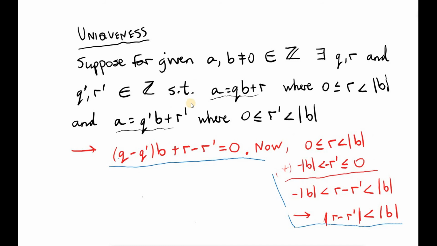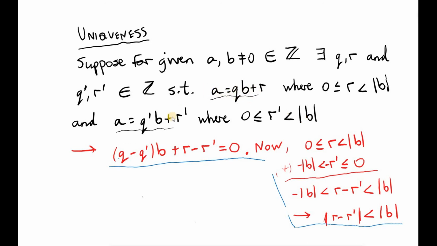So we've shown that for any integers a and b, where b is non-zero, we can write a as qb plus r, where r is non-negative and less than the magnitude of b. Next, we need to show that q and r are unique. To do that, we assume that we have another pair, q prime and r prime in Z, such that a is equal to q prime b plus r prime, where r prime is non-negative and r prime is less than the magnitude of b.